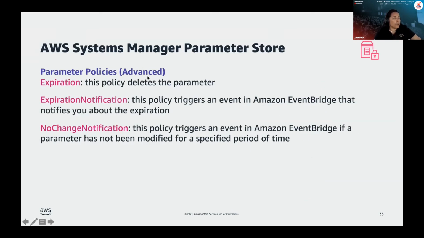Another nice feature, if you use the advanced or paid version of the parameters in Parameter Store, is that you can define an expiration for your parameters. You can also define to get notified upon expiration. So you again can get notified via events and react on that. Or you can also get notified of no change over a period of time. If your parameter didn't change over a period of time, and that's not a good thing in terms of the lifecycle management of your parameter, then you can also get a notification and act on that.